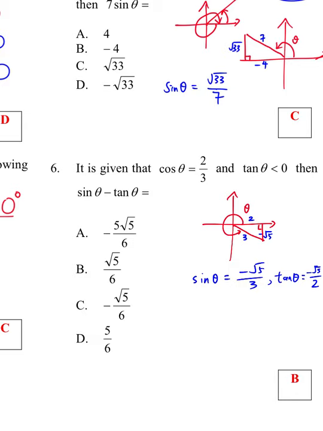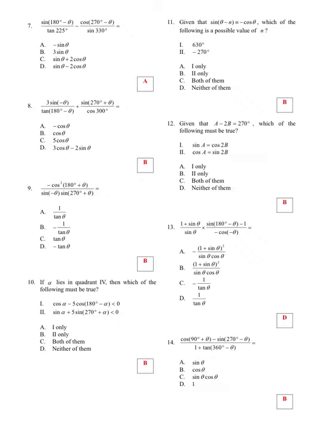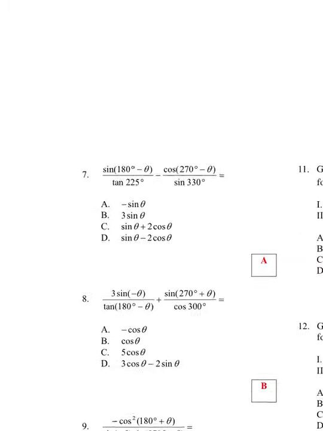And the required result will be negative square root 5 over 3 minus negative square root 5 over 2. And what you have to calculate is 1 over 2 minus 1 over 3 and multiply square root 5, which suggests that the answer will be 1 over 6 multiplying square root 5, and the answer is B. Alright, so now let's move on to the second page for question 7 and move on.